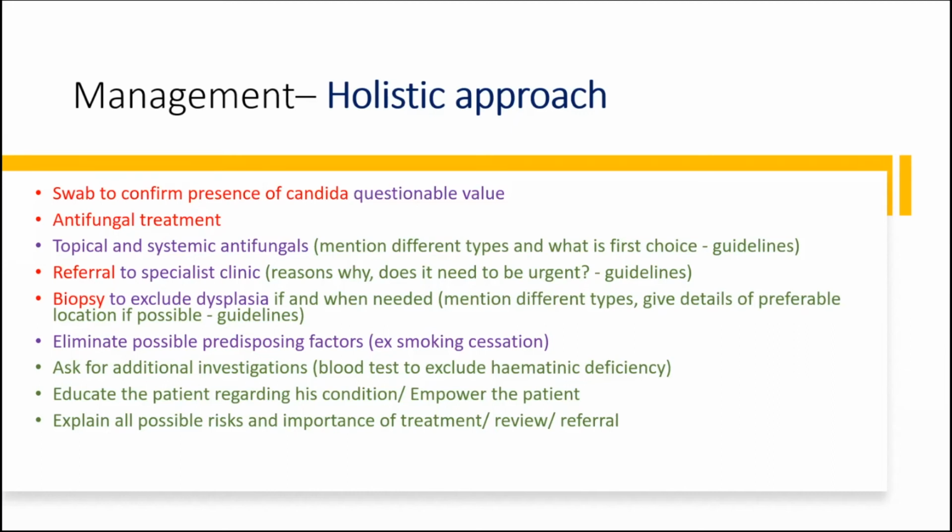Eliminate possible predisposing factors like smoking cessation. The patient has already quit smoking in this case, but you can ask whether there was any relapse. Let's say 2 months ago he smoked like 2 cigarettes or anything like that, and offer smoking cessation. Ask for additional investigations like blood tests to exclude a hematinic deficiency.